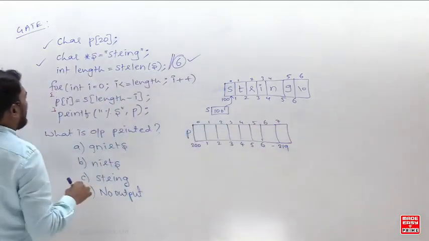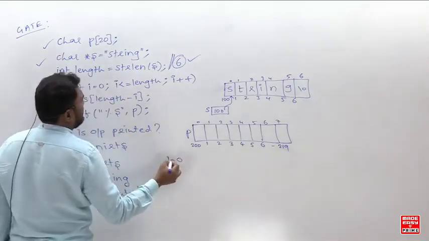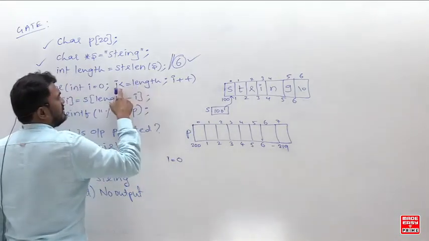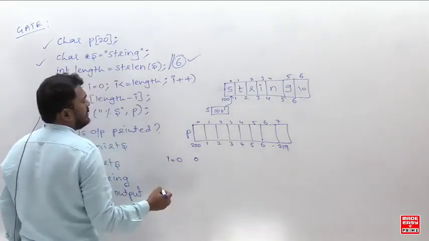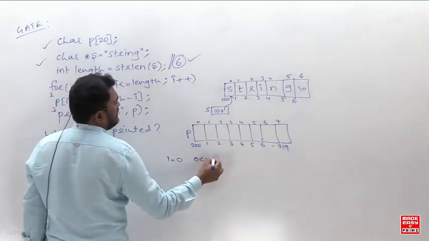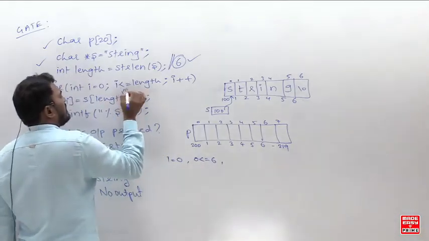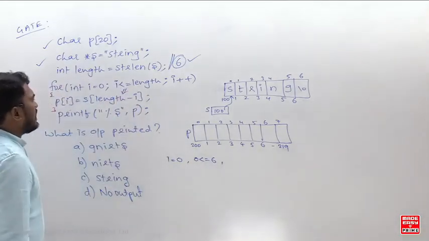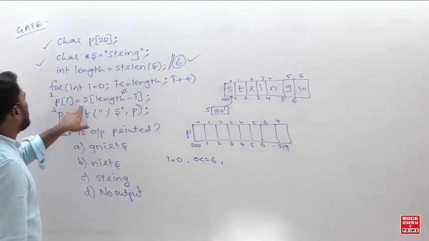And next, integer I equal to 0. Okay, fine. I value is 0. And I less than or equal to length. Now tell me, I less than or equal to length. So I is 0. 0 less than or equal to length, which is 6. So this condition is true. Condition is true, so you go inside. How will the for loop run? You go inside. In P of 0, what are you storing?